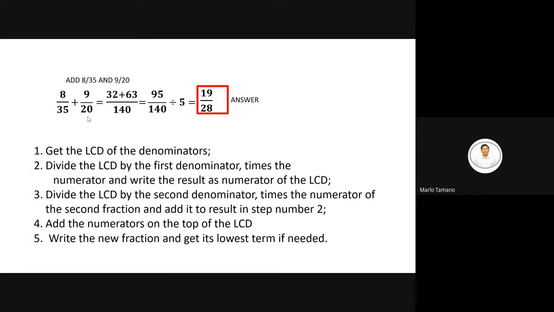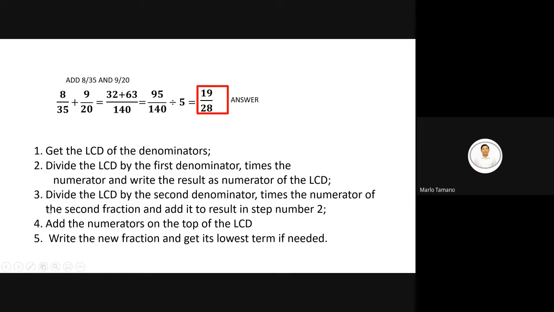Divide the LCD by the first denominator times the numerator and write the result as numerator of the LCD. Okay po? Ayan, you divide the LCD by the first denominator. Katulad nito. 140 divided by 35 is 4 times. So, i-multiply nyo lang po yung numerator. Divide the LCD by the first denominator times the numerator and write the result as numerator of the LCD.